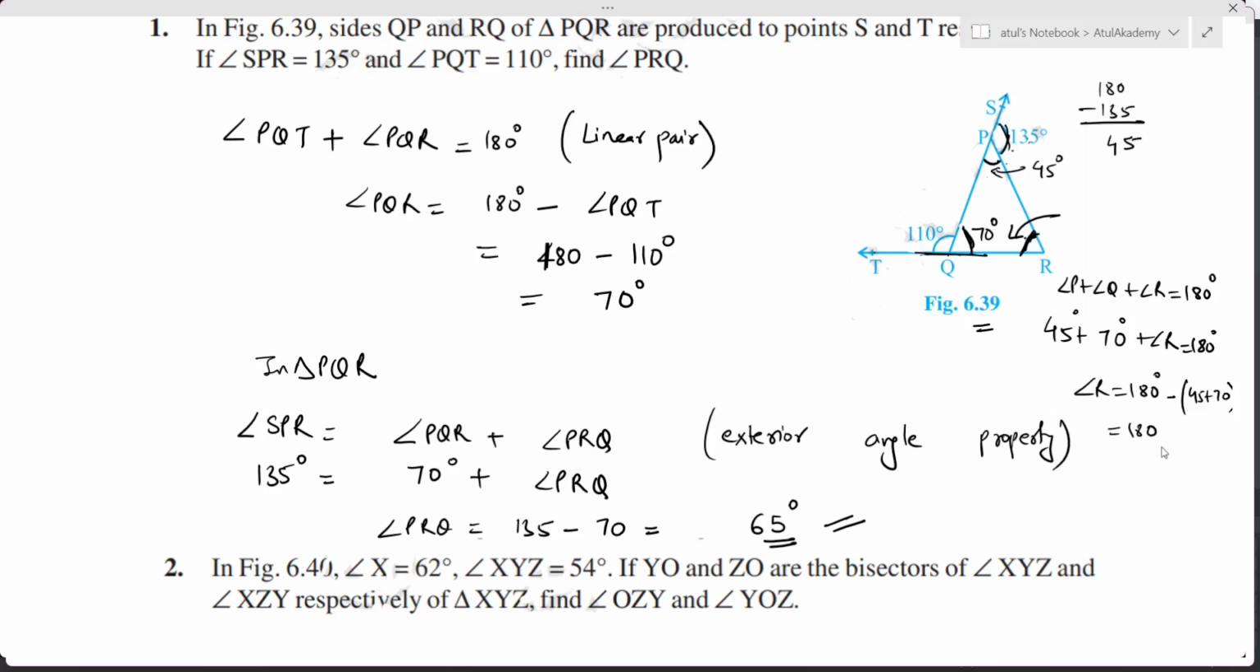So 45 plus 70 is how much? That's 115. You minus it. So that's 5, and 7 minus 1 is 6. 65 degrees. It is also coming the same thing. So it's up to you, whichever method you feel is easy, you can use that. Is it clear, students? Now can we move to the next question?